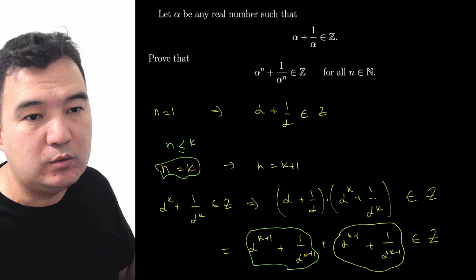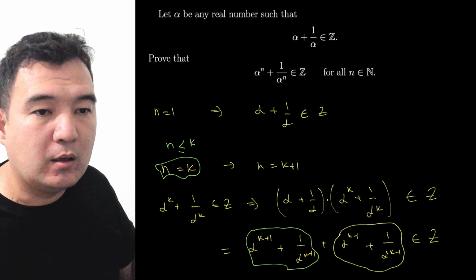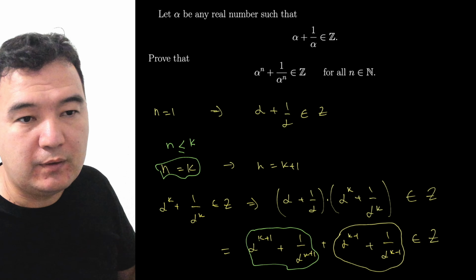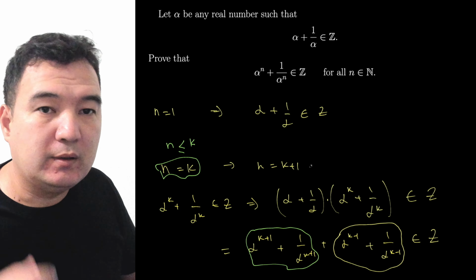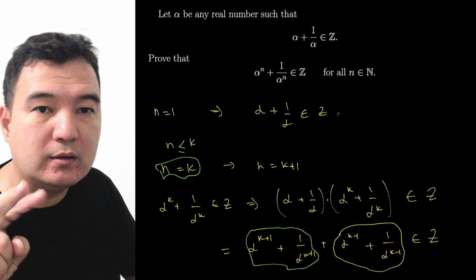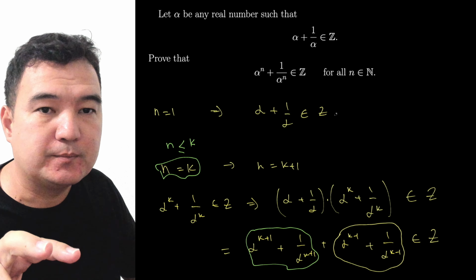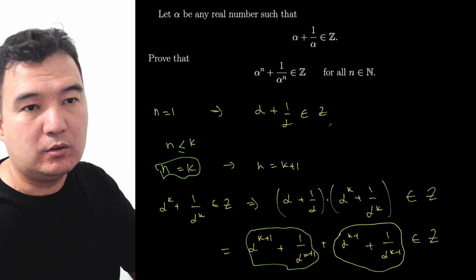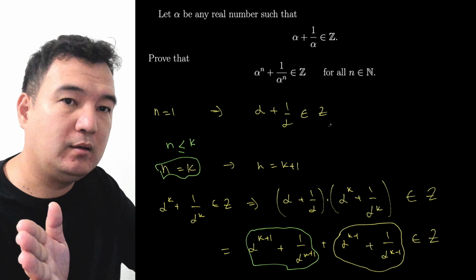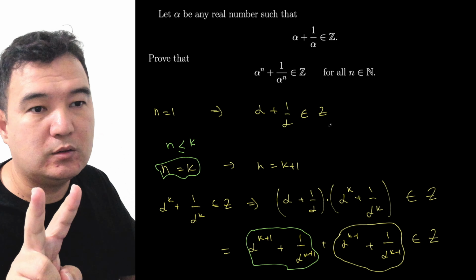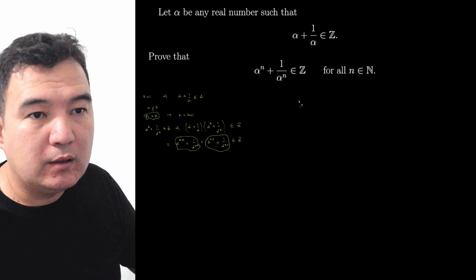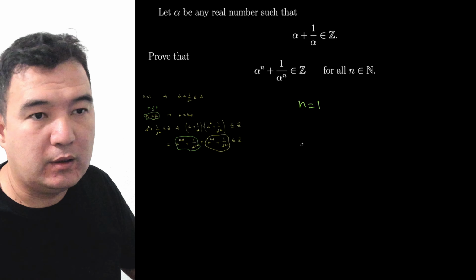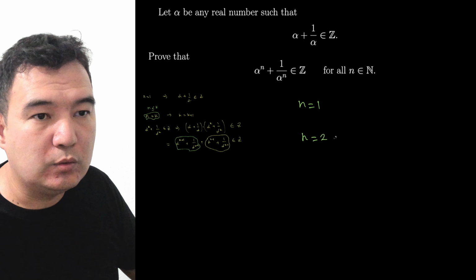Then using these two, we can claim that alpha^(k+1) plus 1 over alpha^(k+1) is also correct. But for the base of this expression, we need at least two correct statements. So in order to be able to start the induction, we need at least two. We already know that for n equal to 1, it's correct, right? So what about n equal to 2?